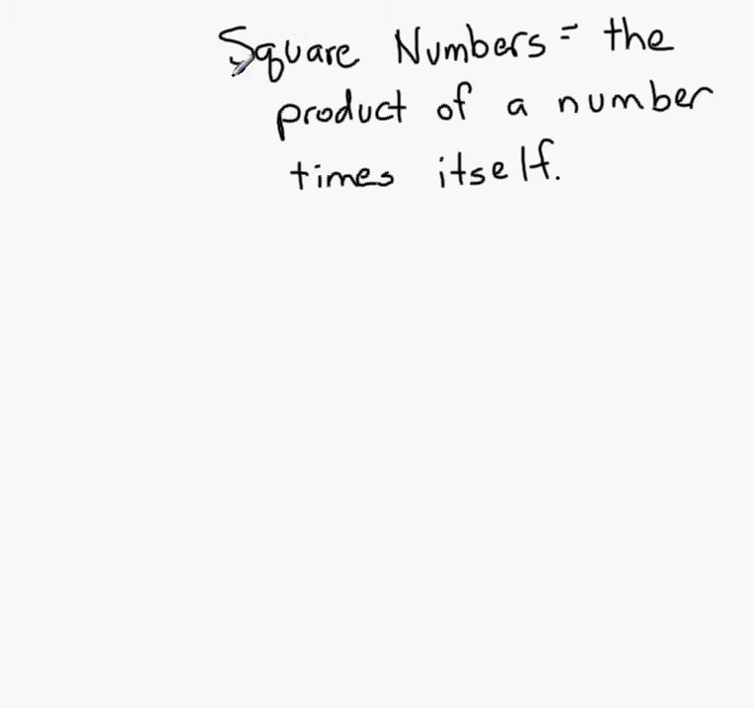Square numbers. Here's the definition. A square number is the product, that's the answer, of a number multiplied by itself. In other words, if you take any number and multiply it by itself, you get a square number. That's what would be right here.